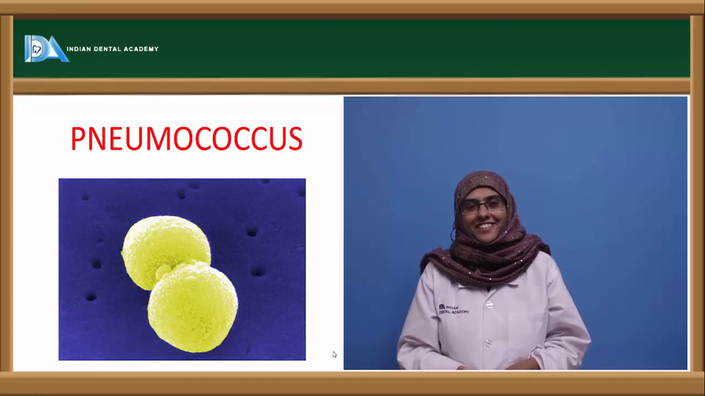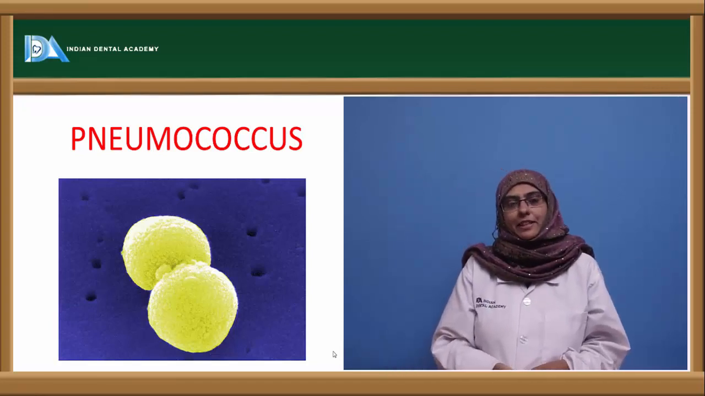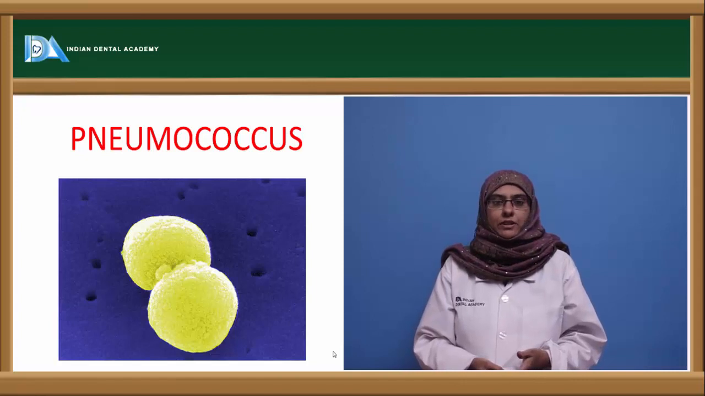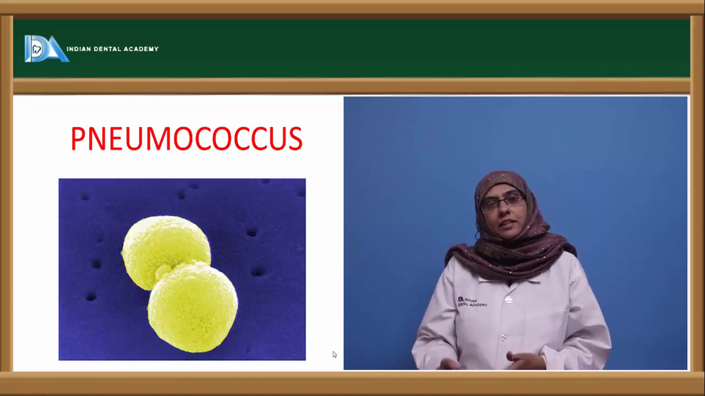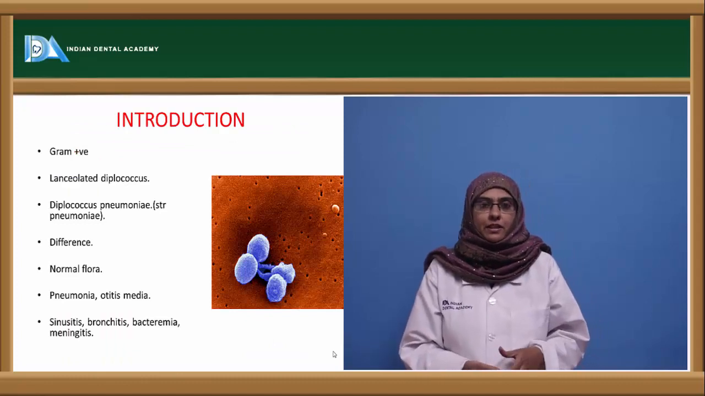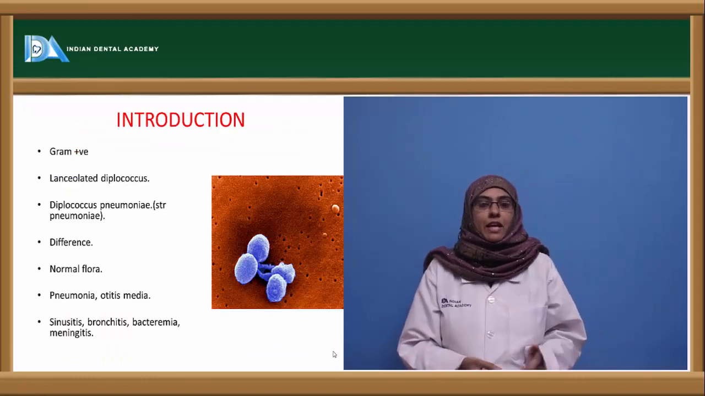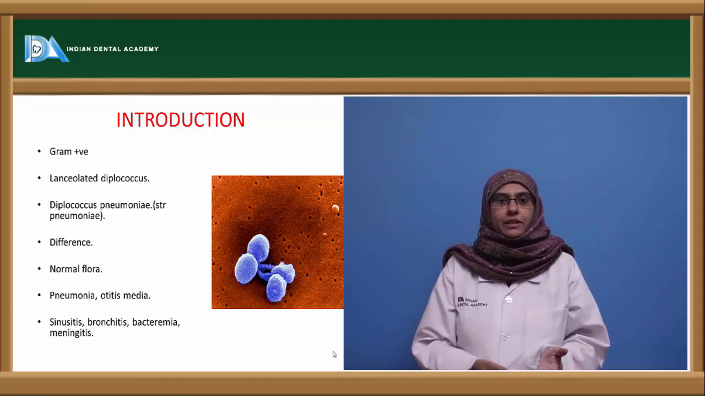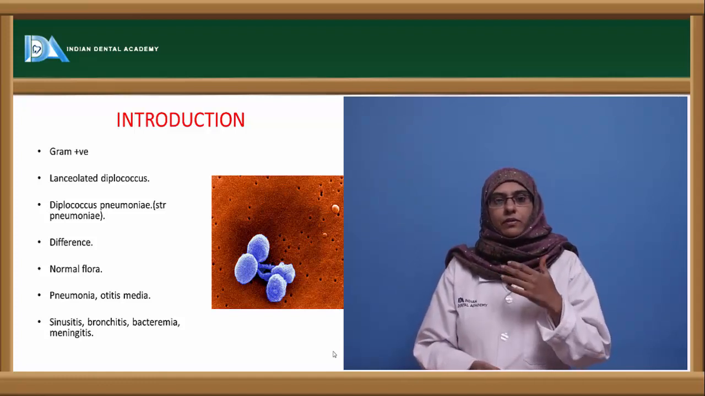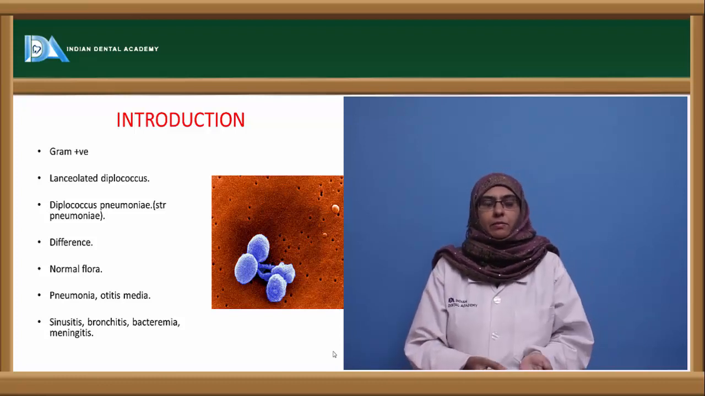Okay, the topic that we shall be dealing with is the pneumococcus. As in the last classes, we have studied staphylococcus and streptococcus, which are gram-positive organisms. This organism is also gram-positive and exhibits a lanceolate, that is flame-shaped, appearance, and sometimes it can also appear as cocci or spherical, resembling the streptococcus.